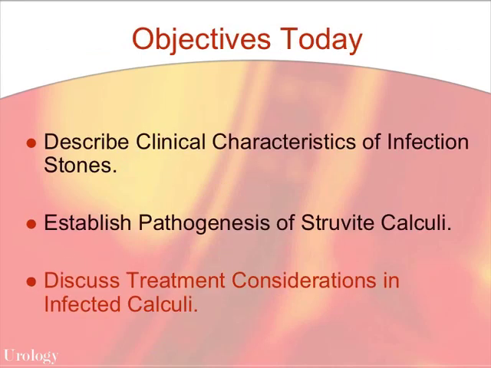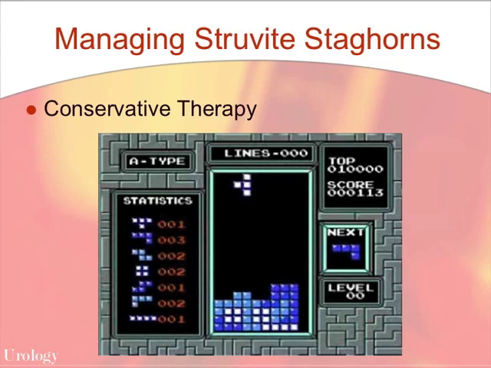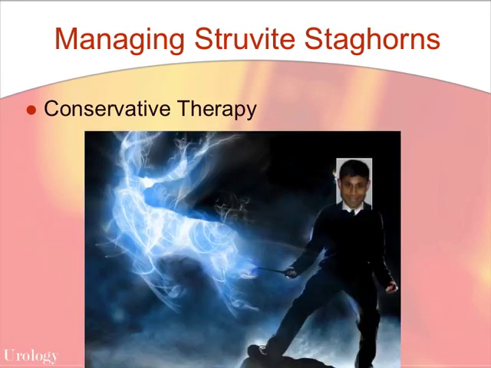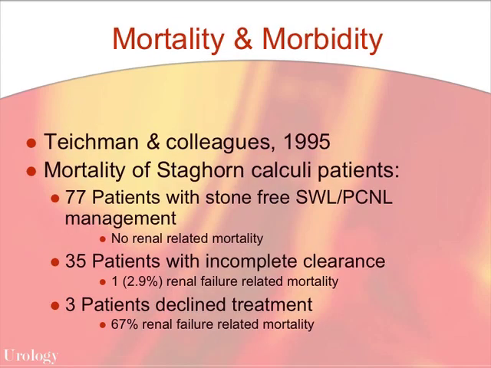Now, shifting gears a little bit to management considerations in struvite stones, if we think back to Tetris, we see that this T-piece clearly is not going to come down and go through the ureter here. It's just not going to fit. In the absence of having your local magician Samir and making it just go away, we have to consider other options.